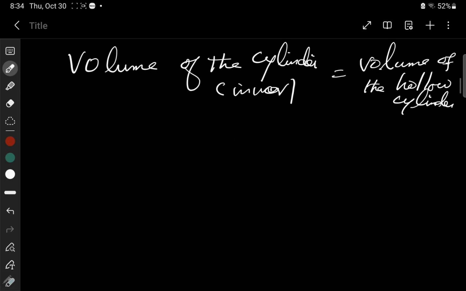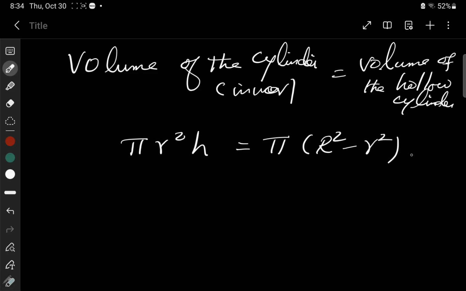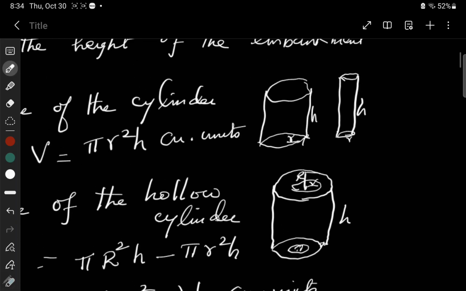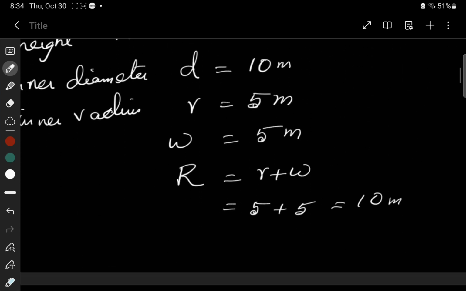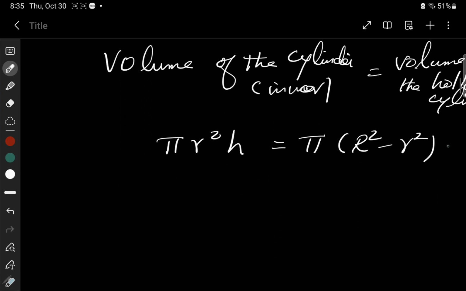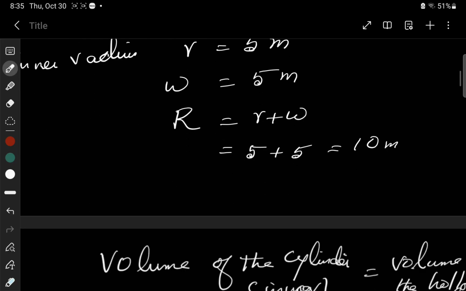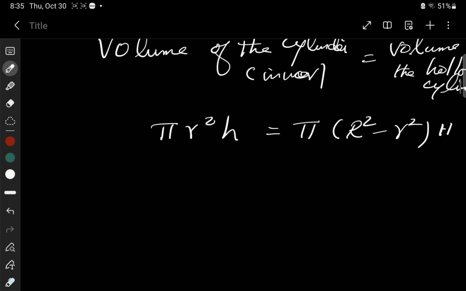Volume of the hollow cylinder. Inner cylinder is small r. So pi r squared h is equal to the hollow cylinder, pi into capital R squared minus small r squared, into... See here, the question is they are asking you to find the height of the embankment. So to differentiate this, the height is not the same. Let me make the height as capital H, because they have given the volume. Height of this cylinder is also 14 meter, but the height of this embankment is different.